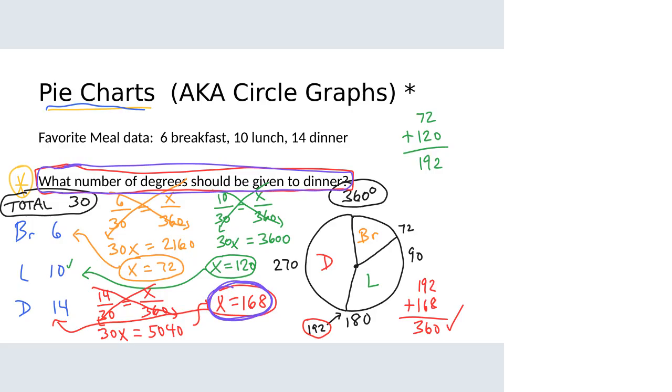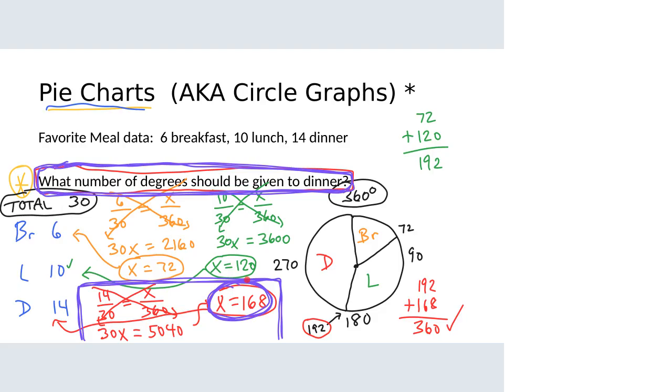We went through the whole process of making the pie chart, chopping up all 360 degrees to give to breakfast, lunch, and dinner. Honestly, if this were a question that you saw on a quiz or an exam, you don't have to go through that whole process. Really, all you need to do is say, well, if 14 out of 30 people chose dinner, how many degrees out of 360 would that be? I just need to solve that proportion. 168 is the answer, and we don't have to go through the whole process of drawing the pie chart.